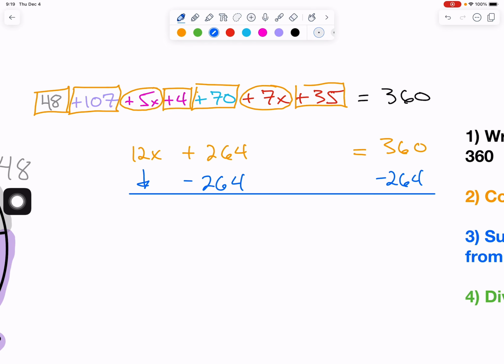12x, we will go ahead and bring that down. Again, top to bottom, left to right. 264 minus 264. Nobody home. Bring down your equals. 360 minus 264 is 96.